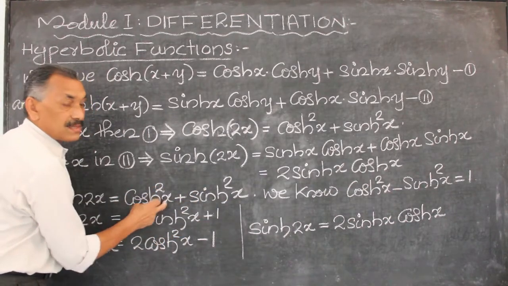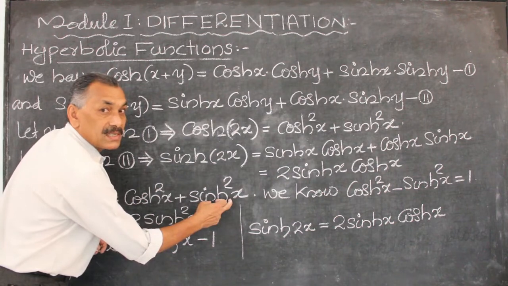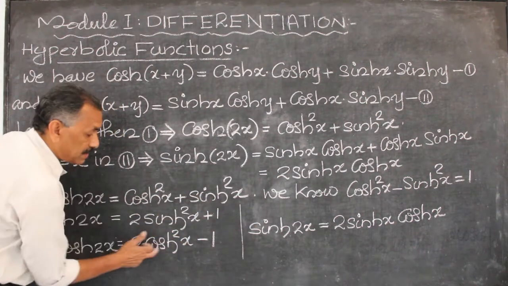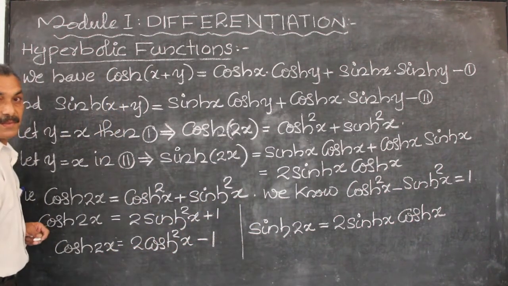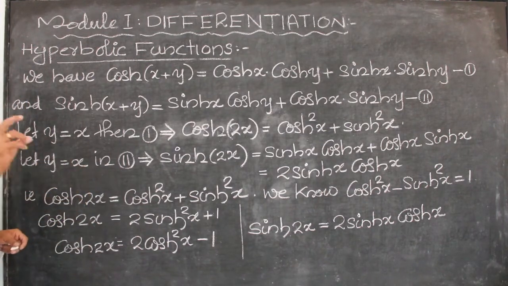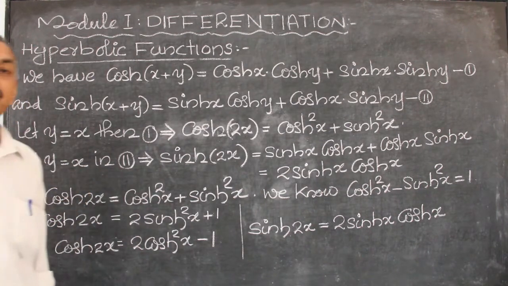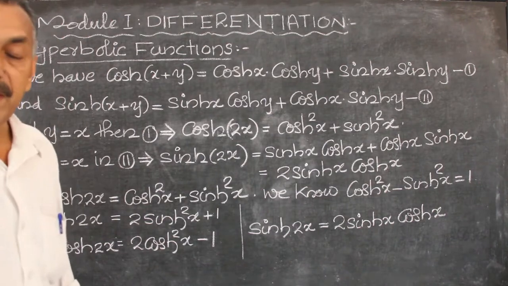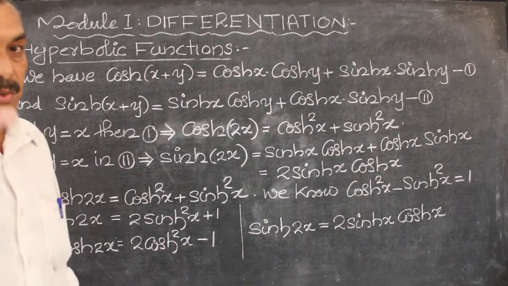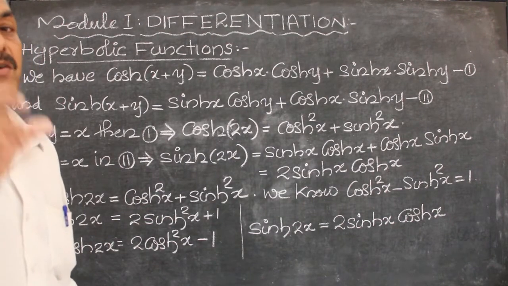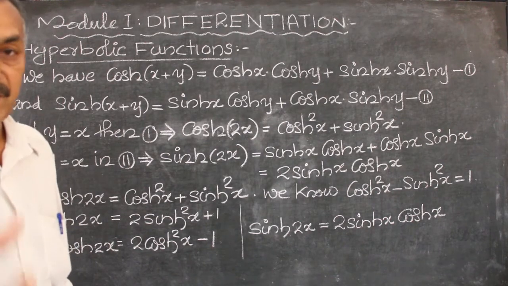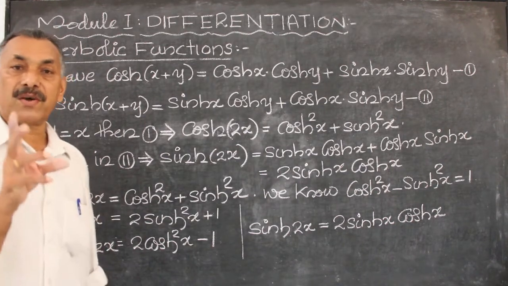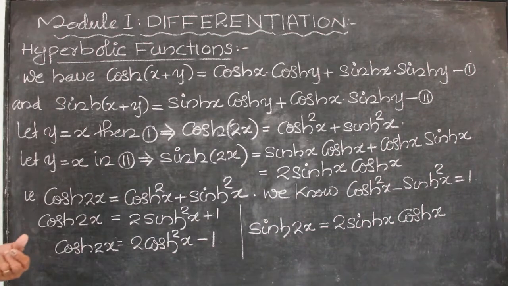cosh square x plus cosh square x minus 1, then 2 cosh square x minus 1. That is cos 2 theta in both values. Cos 2 theta has three values: cos square theta minus sin square theta, equal to 2 cos square theta minus 1, equal to 1 minus 2 sin square theta. In the same way, in the case of hyperbolic functions, cosh 2x has 3 values.